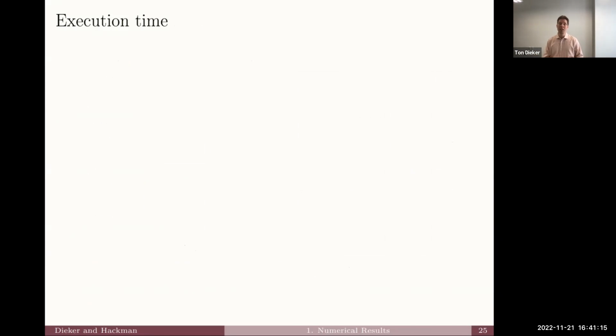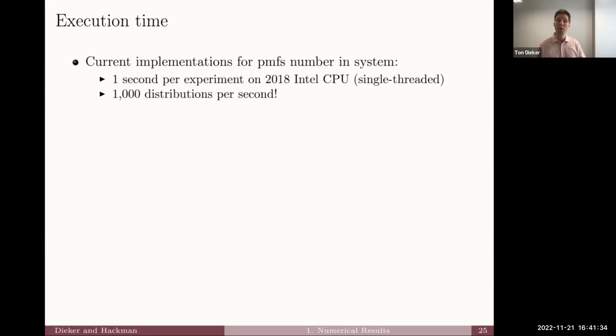Now, anybody can produce very accurate results if you put in enough computation, right? So the question is, how long does it take to generate these QPLEX results? And this is actually a function of the hardware that's used and also the implementation, of course. But our implementation takes about a second per experiment, which each of them has 1,000 distributions. So it's less than 1 millisecond for each distribution. And that's on a single threaded CPU.